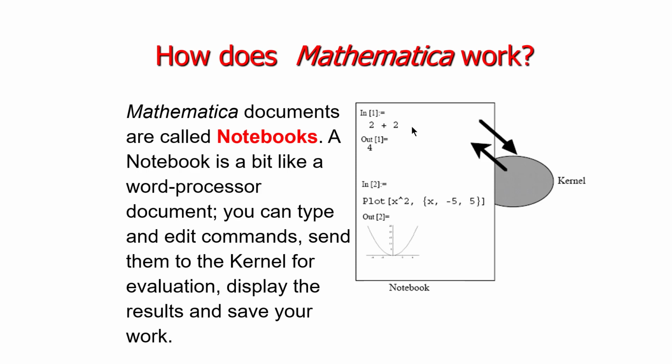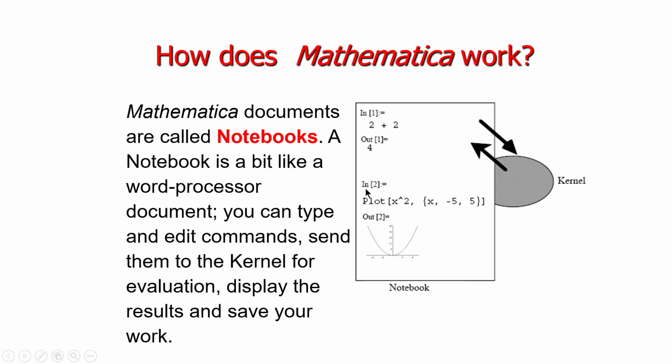So if you press Shift and Enter, you will tell the kernel to execute your command. The input that you have given has gone into the kernel, and it processes everything that is required to solve this problem, and then it gives you output. So this is Out[1], the output of input command number 1, which is 4.